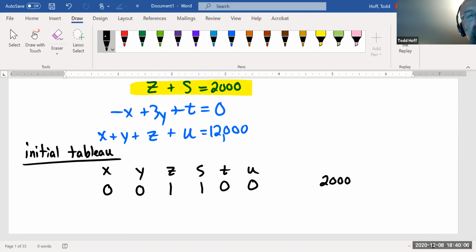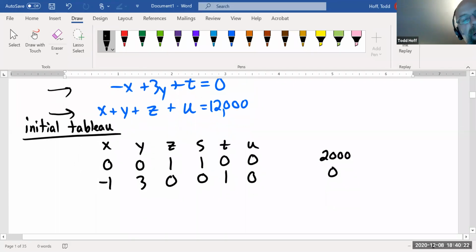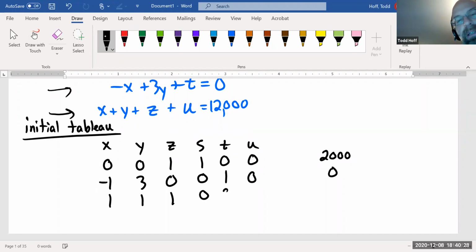For the second equation here, the coefficient on x is -1, y is 3. There's no z, so that's 0. There's no s, so that's 0. Coefficient on t is 1. There's no u, so that's 0. And it equals 0. And for the last constraint, there's coefficient of 1 on x, coefficient of 1 on y, 1 for z, no s and no t, and there's a 1 for u, and that equals 12,000.